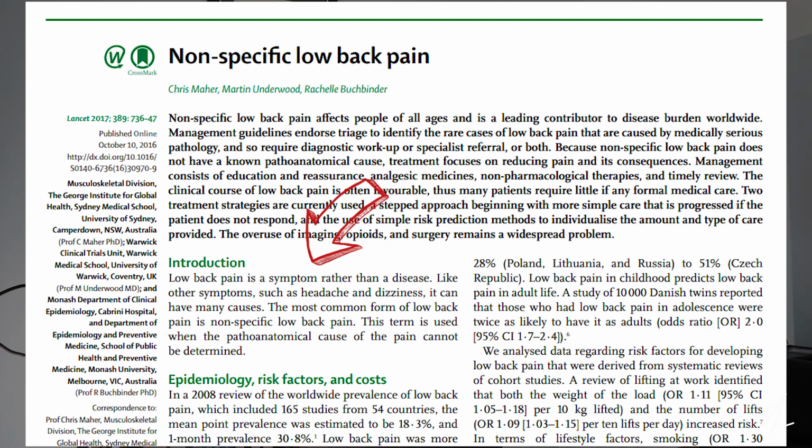Now, that's not to say that low back pain isn't challenging to deal with. That's also not to say that low back pain doesn't have a massive effect on our individual lives. And that's not to say that some cases of low back pain are not serious. It's just to say that the odds are ever in your favor.